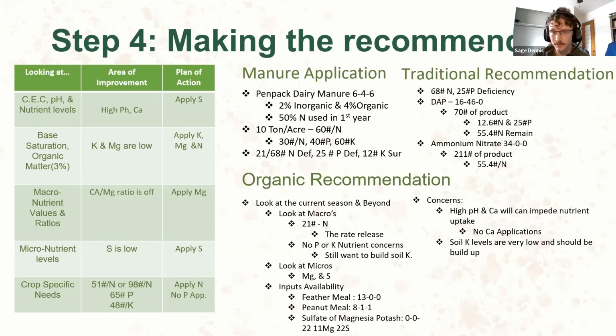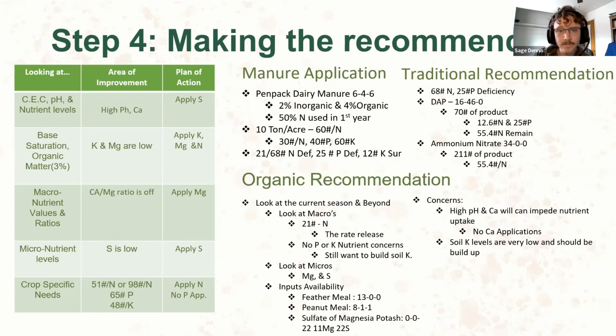We have our traditional recommendation, and full transparency, I am by no means a conventional agronomist, and this can be changed, and there are a lot of nuances that can be done to it. But for this example, we need 68 units of nitrogen, 25 pounds of phosphorus. So we're just going to be applying some diammonium phosphate and ammonium nitrate at the respective amounts in order to be getting the designated nitrogen and phosphorus requirements.